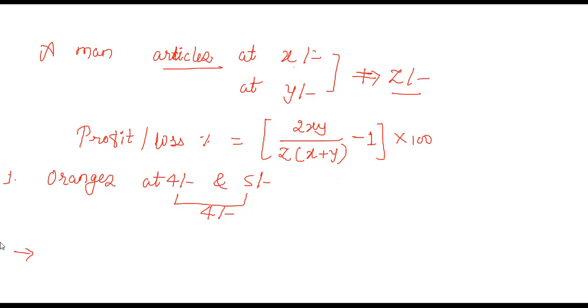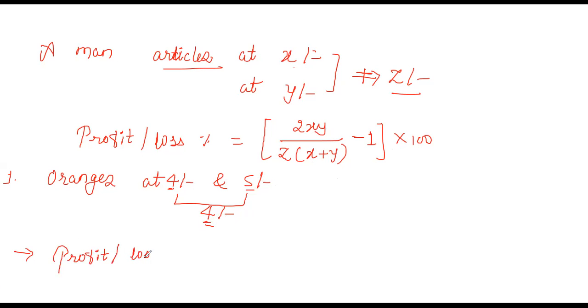Whatever values are given, we have to put them in this formula, so we will get that profit or loss percent. Okay, 2xy divided by z into x plus y, minus 1, into 100. So what is x? X is equal to 4, y is equal to 5, and after mixing them, z is 4. So put those values here.